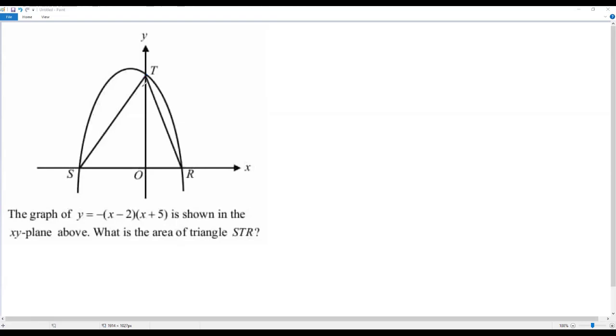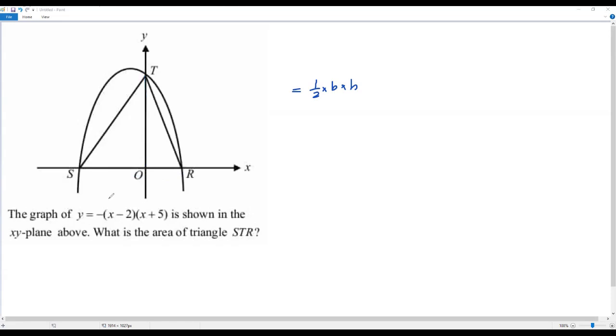Usually if I want to get the area of a triangle, I can use the formula 1/2 times base times height. For this triangle STR, we can consider this side SR as the base of the triangle, and this OT is the height of the triangle, that is a vertical line segment.